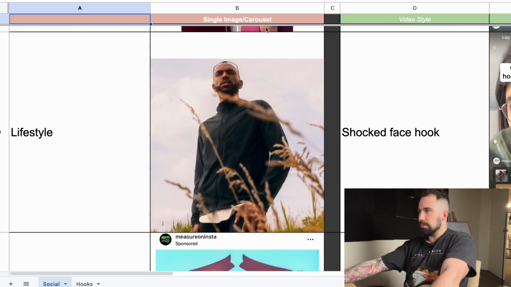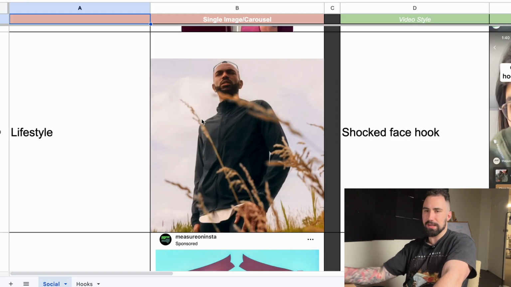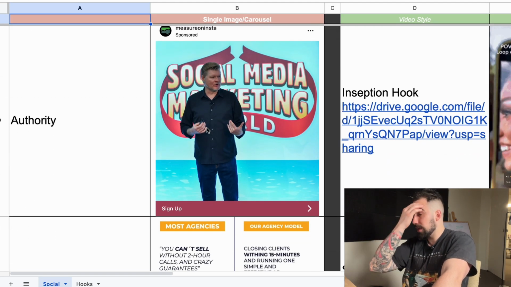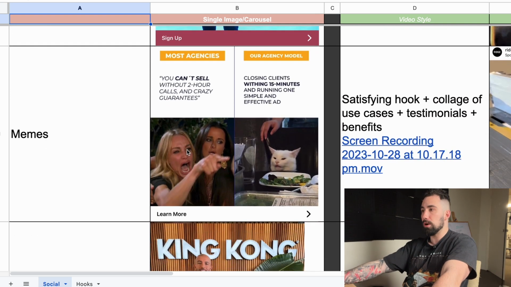We have a lifestyle image, most likely most aware and product aware. It's basically like a jacket. Super simple. We have the authority type of ad. This goes really well with most aware because they know the products, maybe whatever you're selling. Maybe this guy is selling an info product, but they don't trust you, which is normal, right? And you show you're speaking in an environment where people are listening to you, you build authority. So they become more and more most aware.